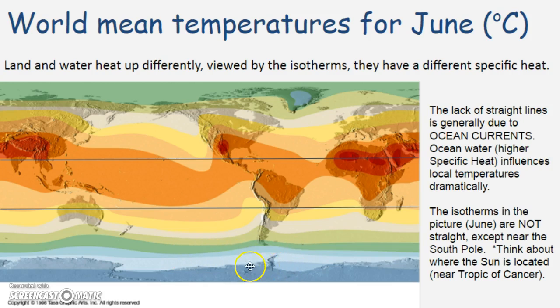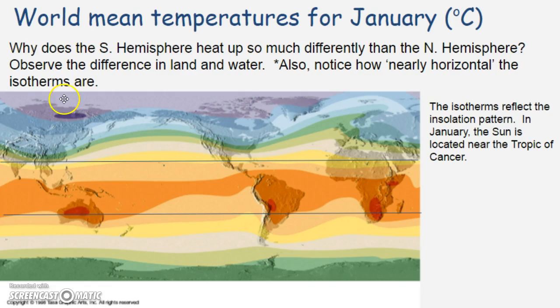Think about where the sun is located. It's located up here near the Tropic of Cancer. So when I compare this, you have to make sure you pay attention to what's going on. Where the sun is most directly overhead, the land is going to heat up much more dramatically. The water is going to heat up differently. So ocean currents are going to kind of bend and tweak these isotherms.